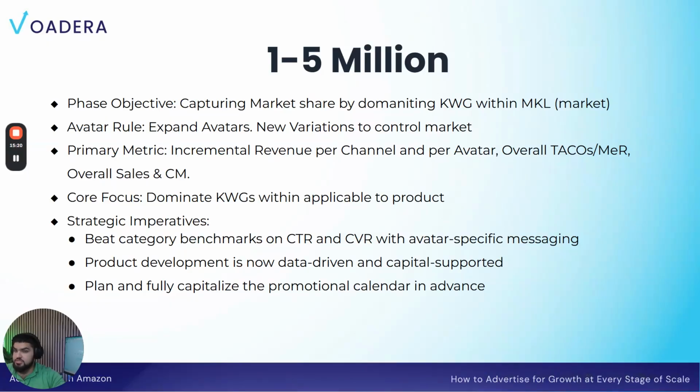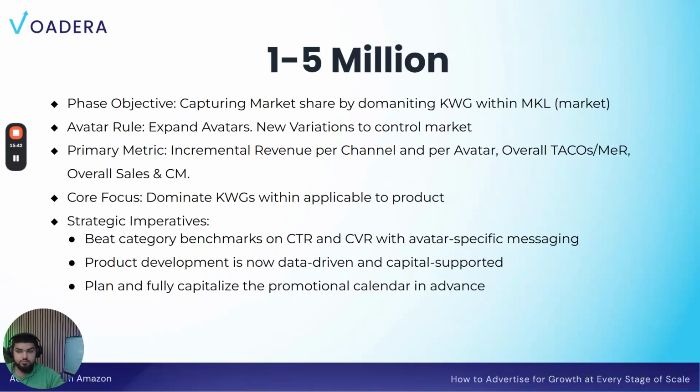Beat category benchmarks, CTR, CVR. Now it's easier because you have the reviews and rating to back you, which is a huge moat on Amazon. And you do the product development because now you have data to do that. You refine your product, you perfect it. Because you have so many reviews, you could just use AI to scrape them, and you can publish it accordingly. And you plan and fully capitalize a promotional calendar.